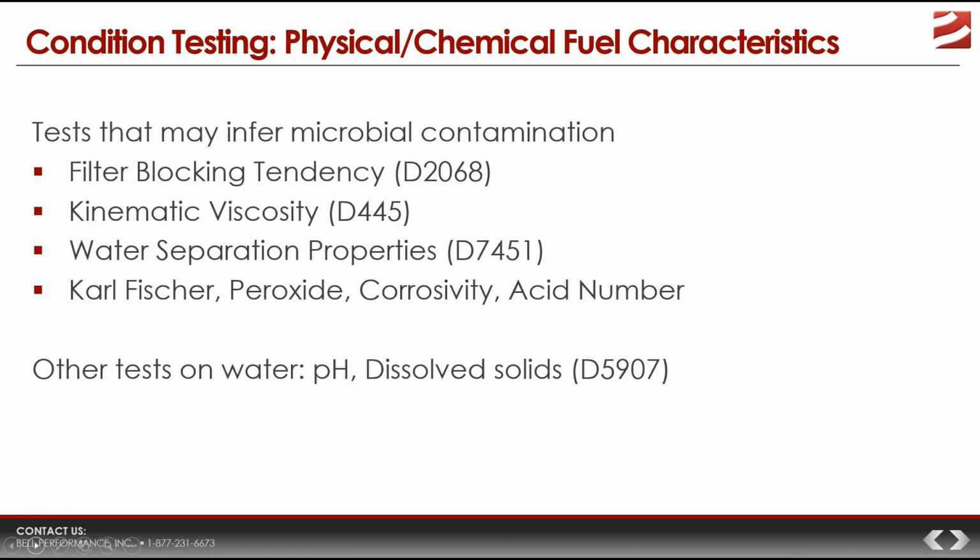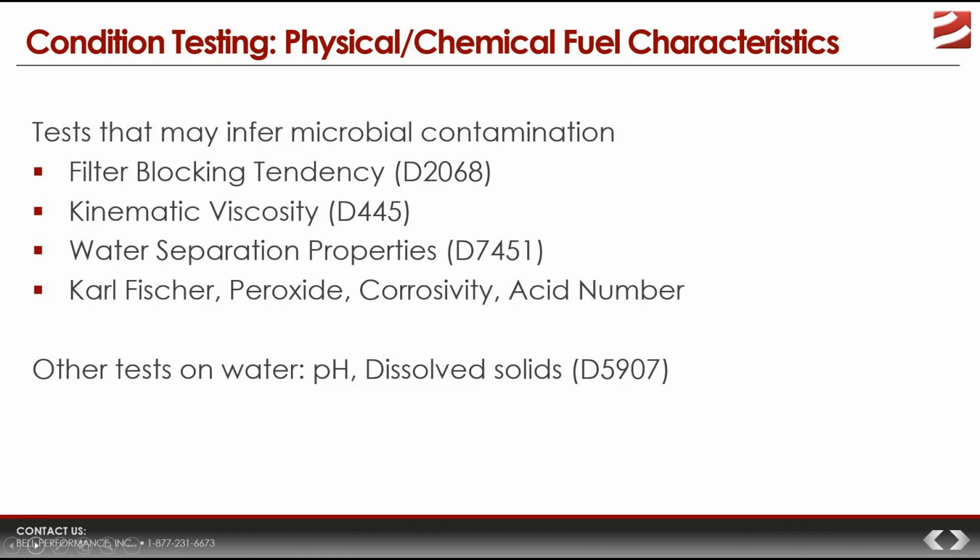Filter blocking tendencies. This is basically a measurement of the particulate load in a fuel, which, if you have high microbial contamination, is going to be higher. Kinematic viscosity. Remember, we talked about the fact that microbes can change viscosity because they consume lower end hydrocarbons. So if this test is off, that can be a hint that something's going on. Water separation properties. We talked about microbes producing biosurfactants. Well, if the fuel has a poor score of water separation properties, that can hint at possibly there being a microbial contamination where this has happened.